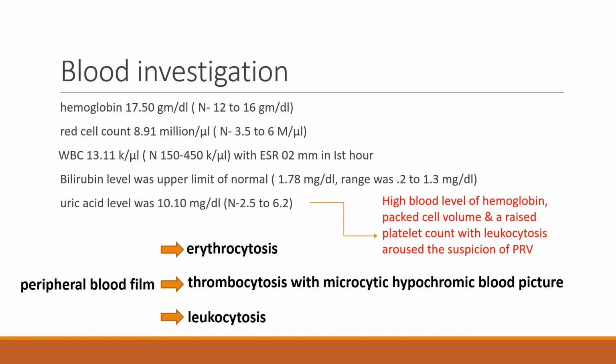The PBF, peripheral blood film, also showed some abnormality, which showed erythrocytosis, thrombocytosis with a microcytic hypochromic blood picture, and leukocytosis. The high hemoglobin level and packed cell volume and the raised platelet count with leukocytosis aroused the suspicion of polycythemia rubra vera.